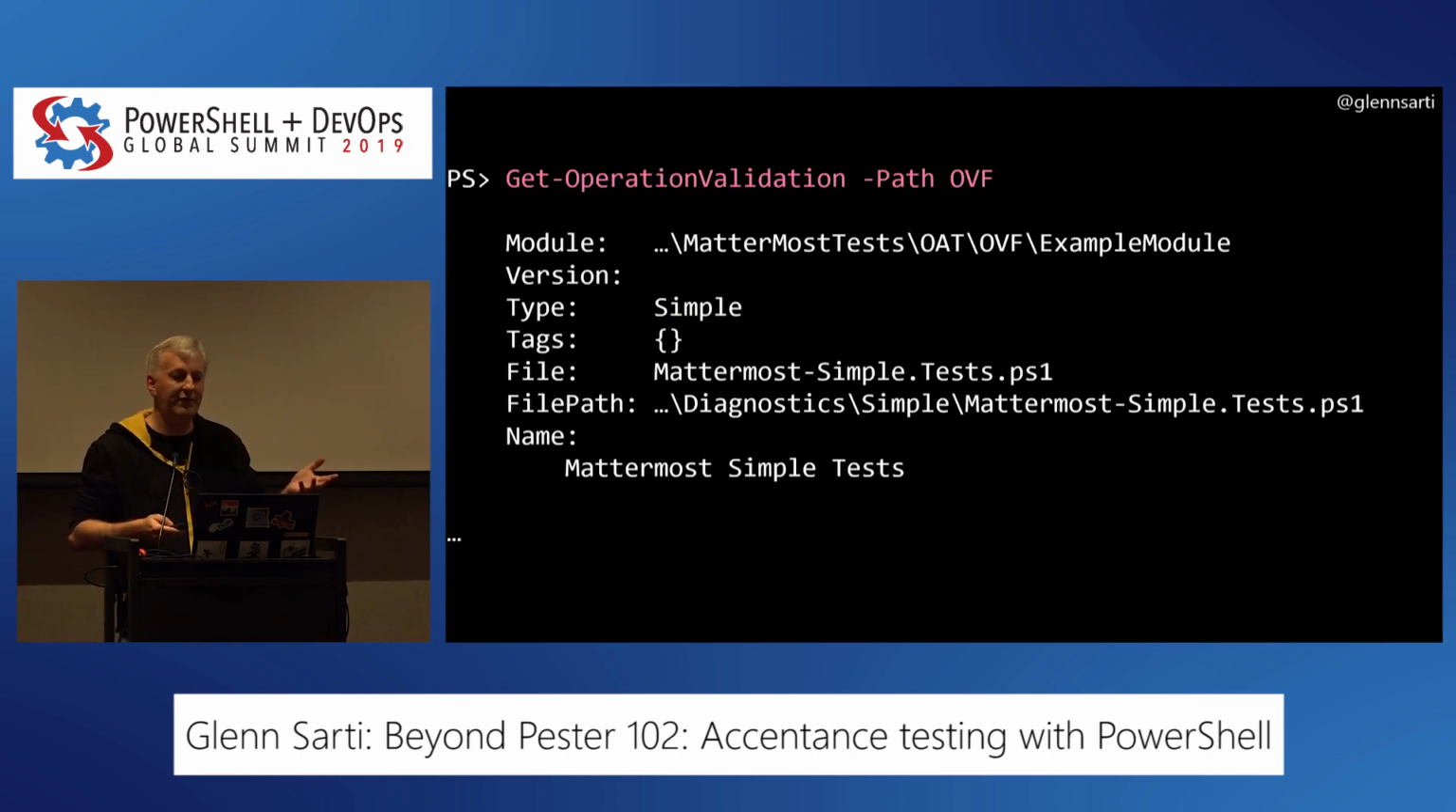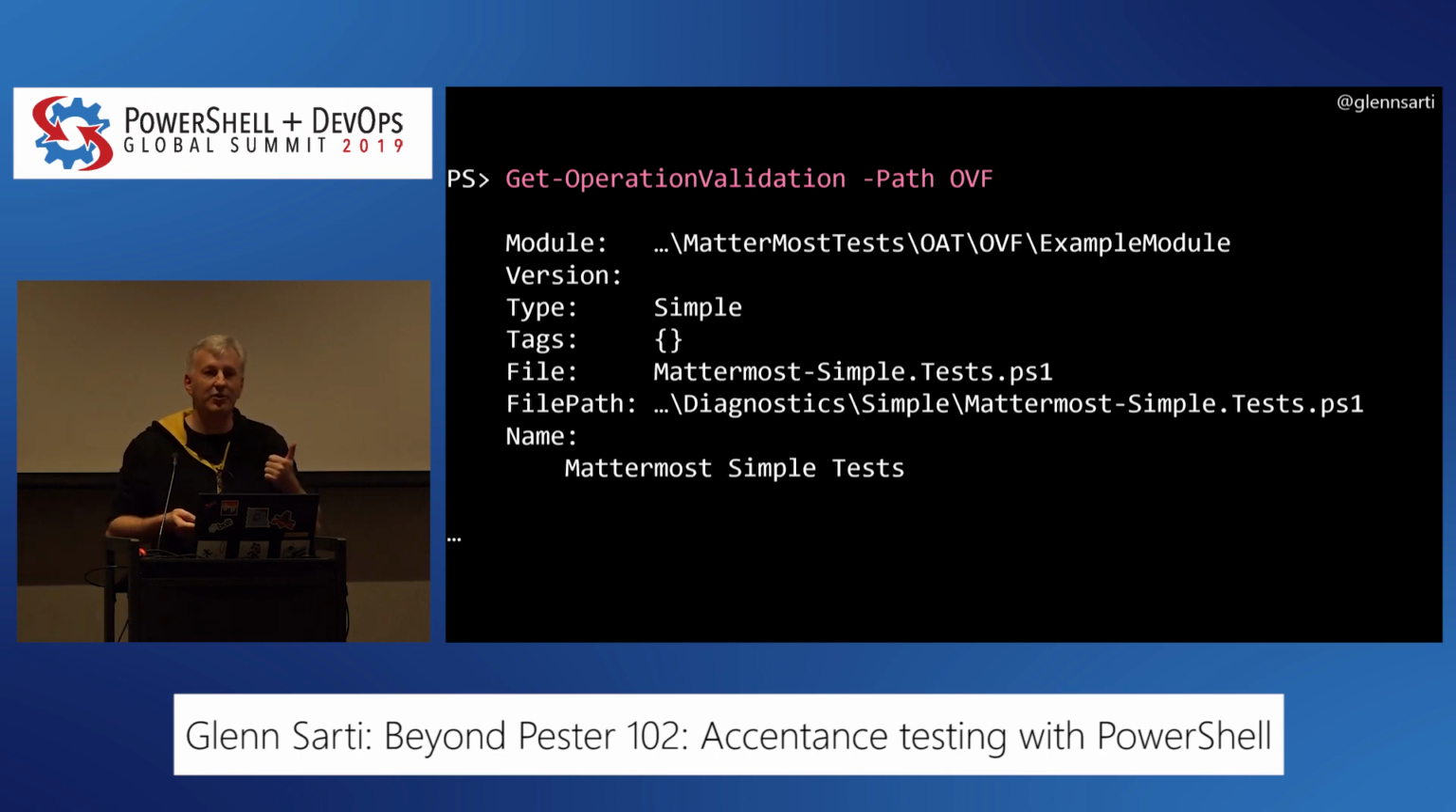So now we have OVF, we can use the Get-OperationValidation or the Invoke-OperationValidation functions. Obviously, if we run get, it's going to list all of the available tests that we can apply. I've just truncated the output here, so trust me, it does actually output all of them, otherwise it'd be teeny tiny text on the screen.